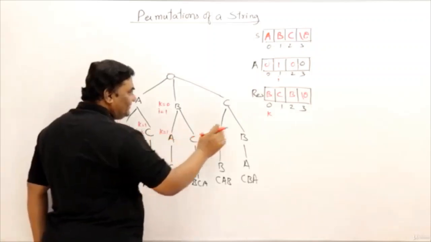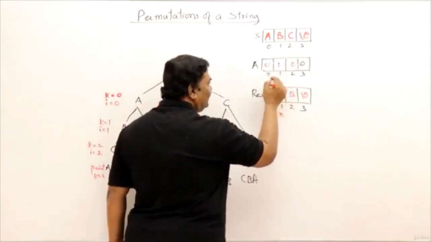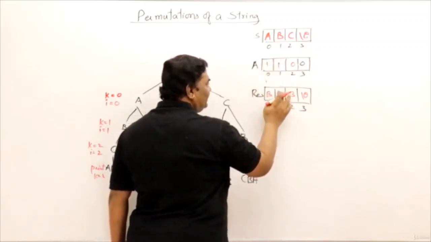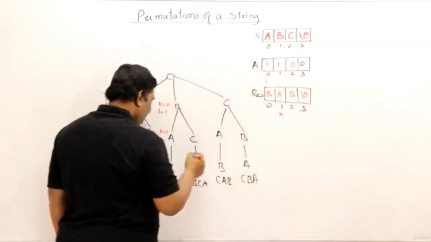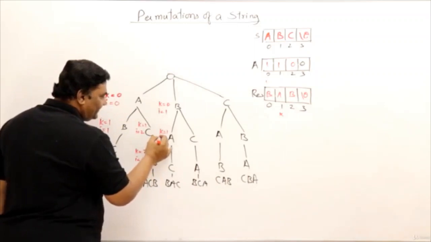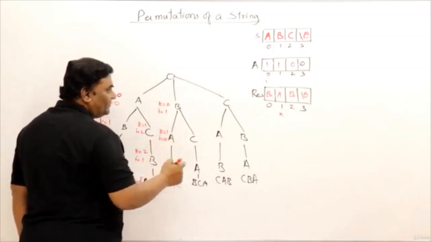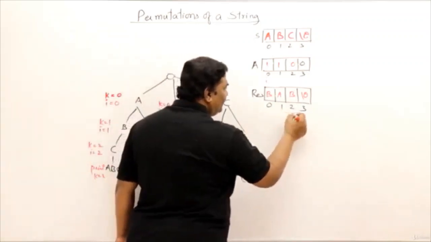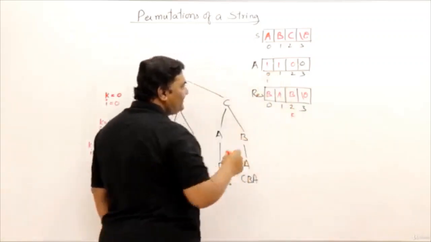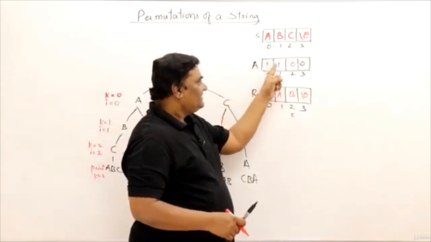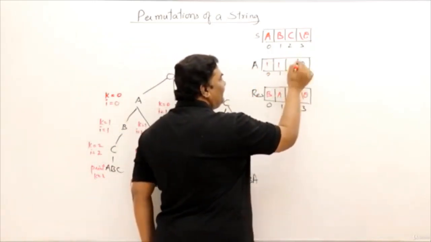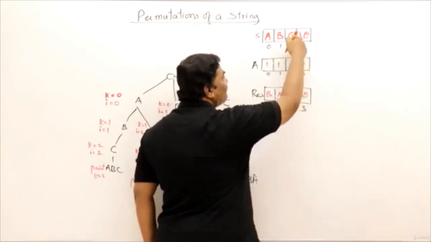So K becomes 1. I starts from the beginning again. Is it available? Yes. Make it as 1. Copy A here. I is at 0 right now. Copy A here, then call itself again. K will be on the next position, and again start I from 0. Is it available? No. Is it available? No. Is it available? Yes. I is here. So make it as 1 and copy that letter C.